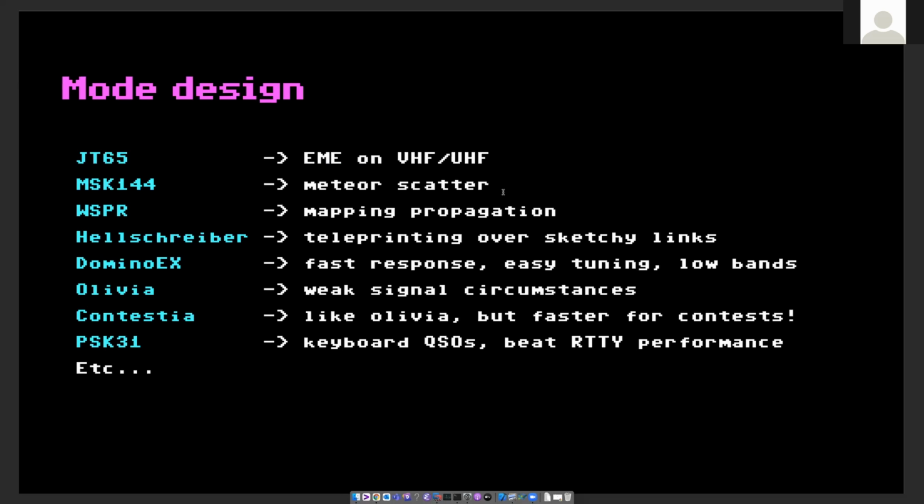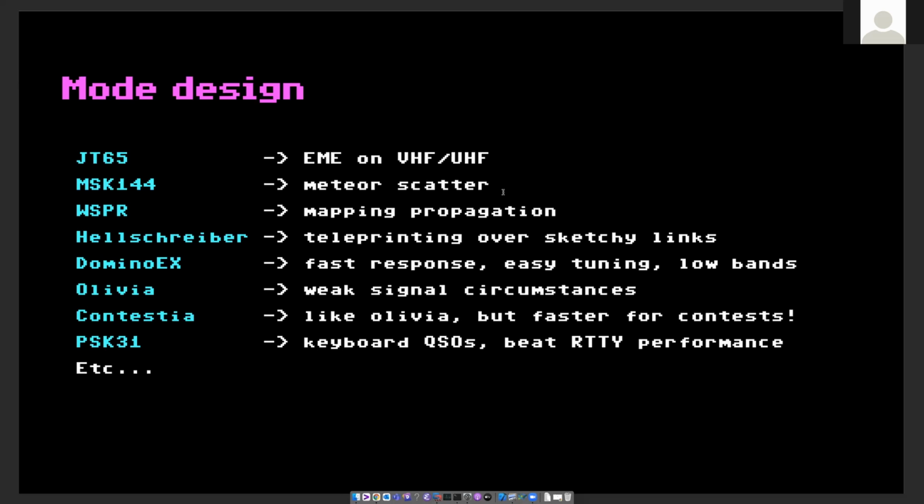Other ones like Whisper, which is one of my favorites to play with, is all about mapping propagation. It's not even bidirectional. It's a unidirectional mode. And I think there is actually a variation of Whisper that you can use to communicate. If you can handle doing a keyboard chat at 56 bits every 2 minutes, then maybe that even could make some sense, but it's really specifically built for a certain purpose.